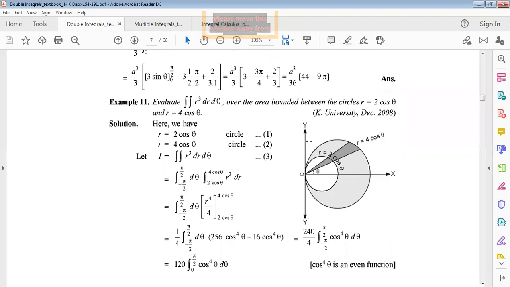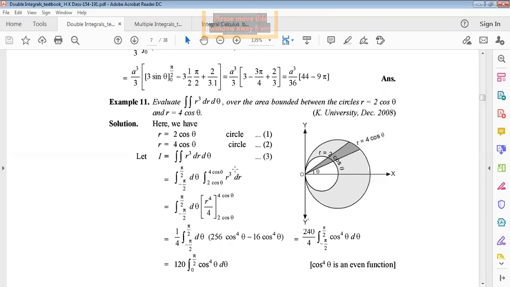Total angle here: pi means 180 degrees. So minus pi by 2 to plus pi by 2 are the limits of the integration, with d theta. The other limit is for r, from 2 cos theta to 4 cos theta. This is r cube dr.